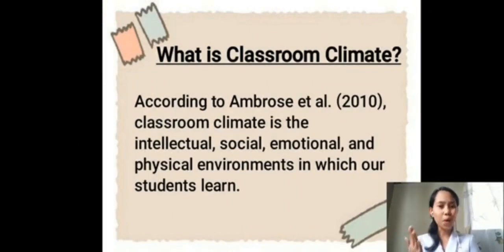Alright, what is classroom climate? When you hear the word climate, you may instantly think about the weather, the season, and everything else in between. But what really is classroom climate? According to Ambrose et al., 2010, classroom climate is the intellectual, social, emotional, and physical environments in which our students learn.